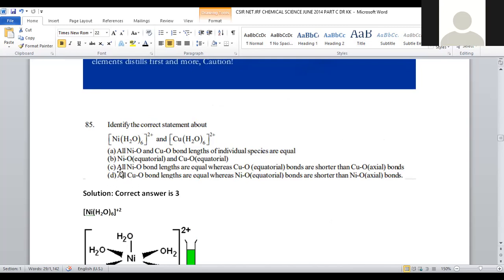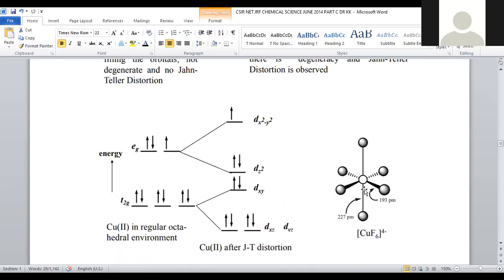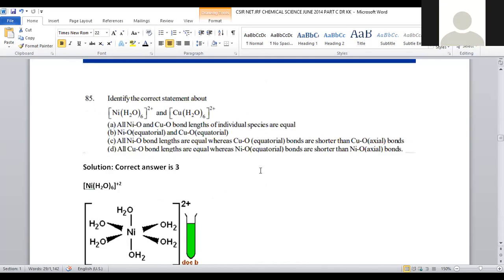So the correct option: all nickel-oxygen bond lengths are equal, while copper-oxygen equatorial bonds are shorter compared to copper-oxygen axial bonds. So here you can clearly observe axial bonds are somewhat elongated, they are stretched out. So Z-out configuration will be there because of Jahn-Teller distortion, being it is an asymmetrically filled one. Correct. The reason is provided in option number 3. For question number 85, option number 3.